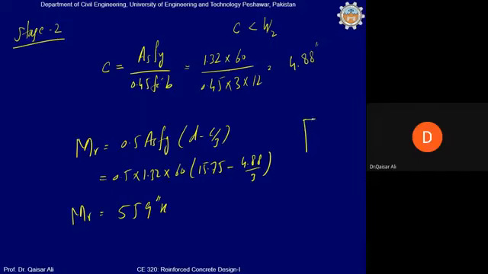If you remember, for this stage when we were developing the relation, we assumed that the stress in the extreme compression fiber is 0.45 Fc prime and the stress in steel is 0.5 Fy. So you can see that these are almost half the material strengths, half the concrete strength and half the steel strength. But at stage 3 we are utilizing the full material strengths. So in that case, the capacity will be even more than this. Clear?